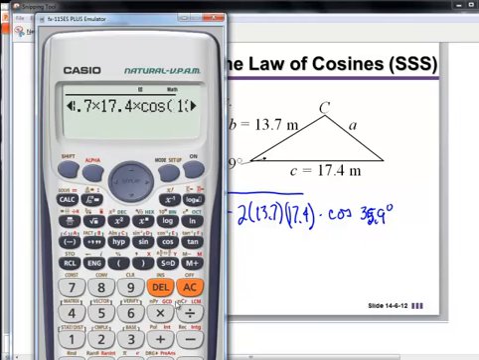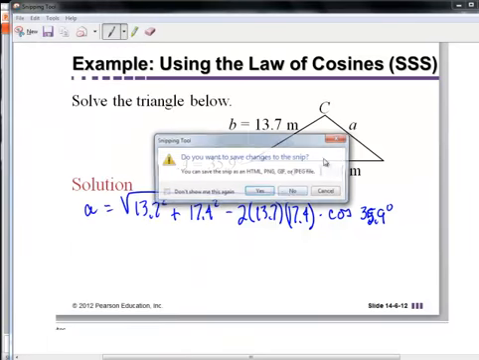Times cosine 35.9. Now we can delete these numbers here. Let's go to the end and delete them. There we go. Now it'll tell us that this side is 10.2. So side A is 10.2.